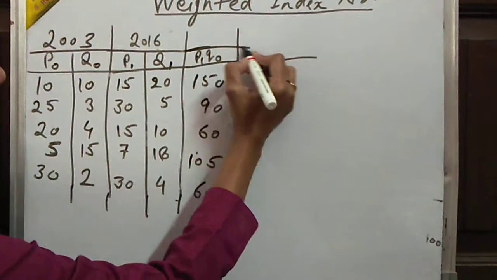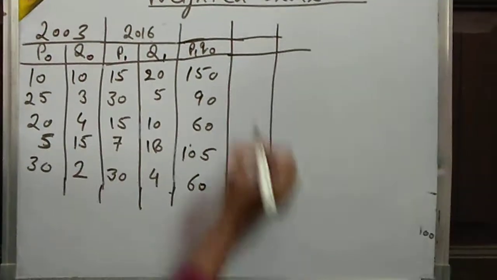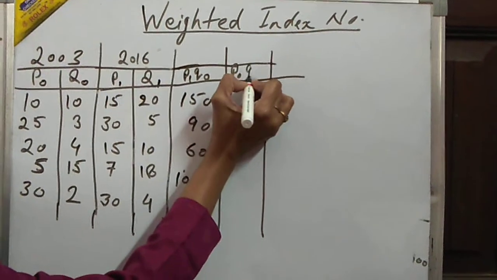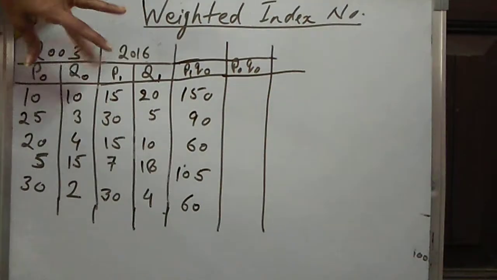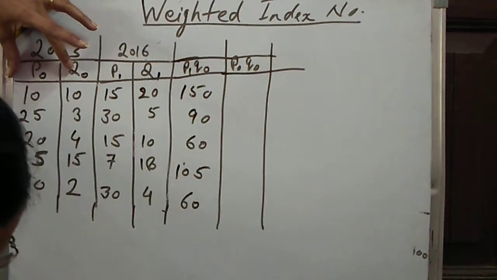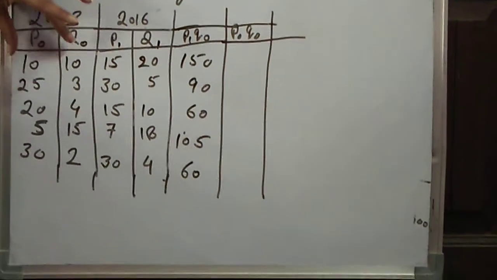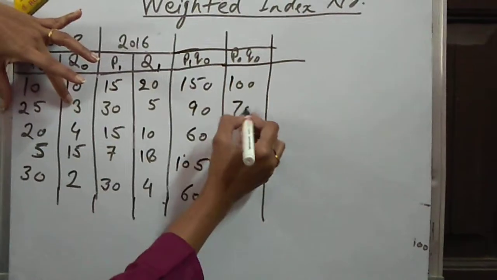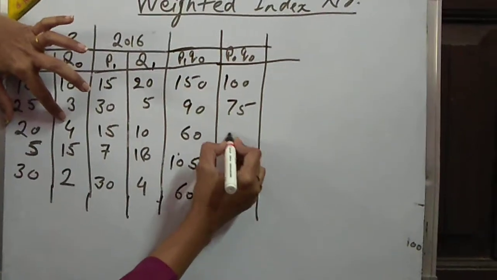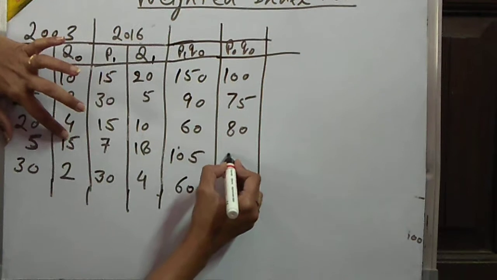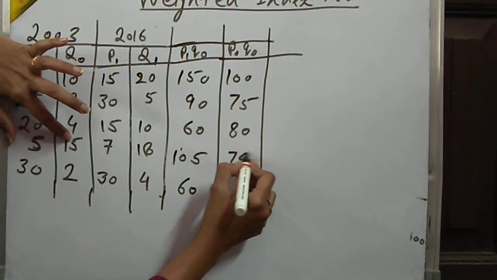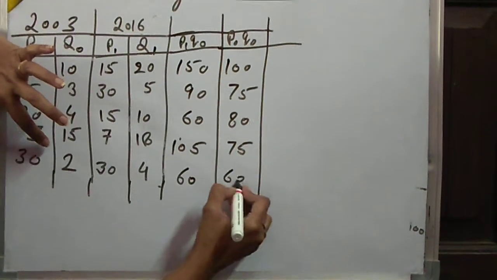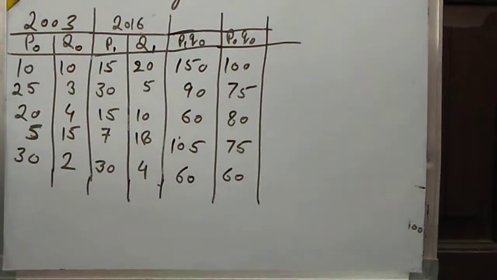Next we want P naught Q naught. So P naught Q naught is 10 into 10, 100. 25 into 3, 75. 20 into 4, 80. 15 into 5, 75, and 30 into 2, 60.